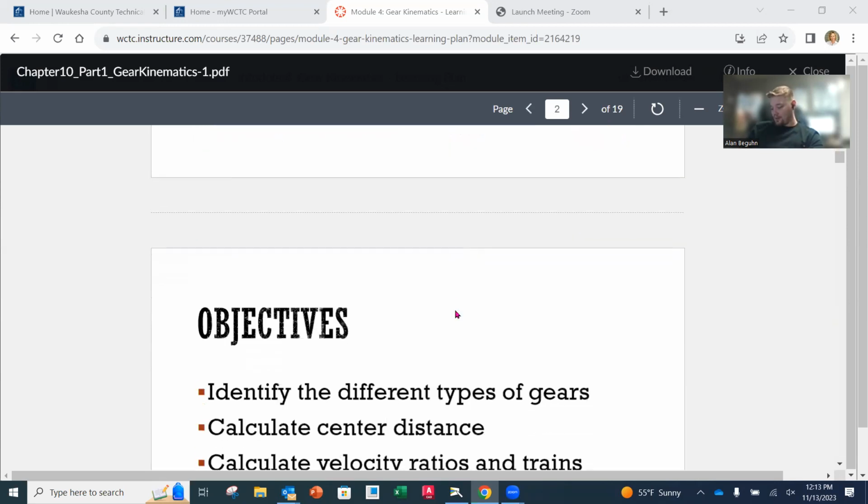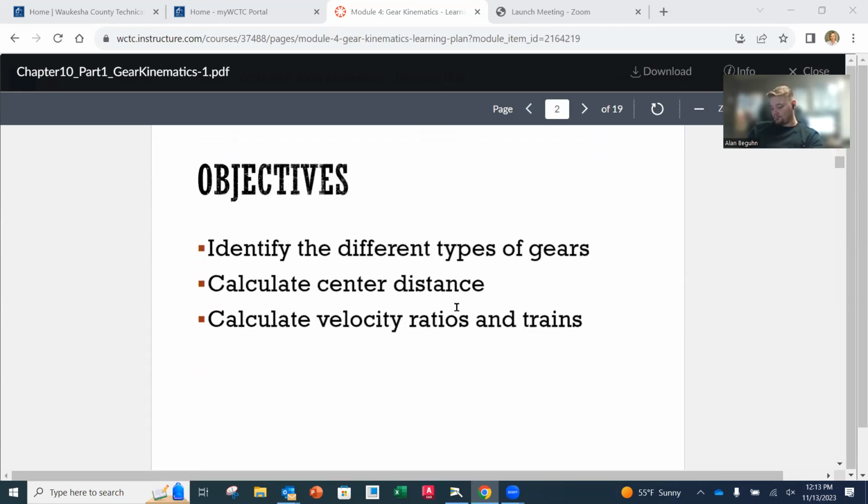Okay, so our objectives in this chapter are going to be looking at different types of gears, really just identifying them in the beginning here, but we are going to focus our attention on spur gears. Those same relationships in spur gears are going to be found in the different types of gears, but they're just going to have a little bit different equations associated with them. So we get our mileage out of spur gears here.